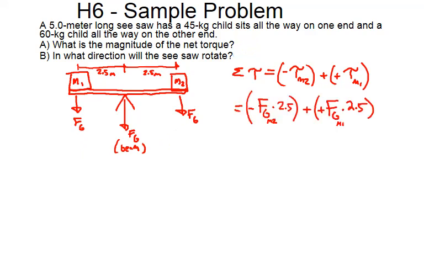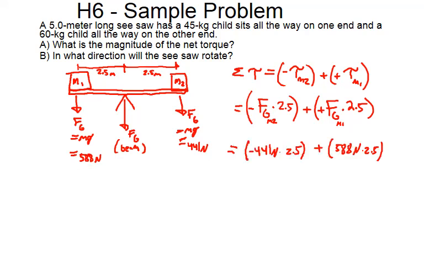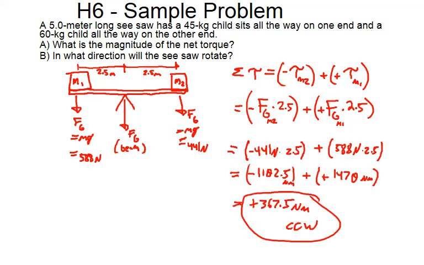Okay, so we've got our two lengths. The force of gravity on kid 2 over here is 441, and then 588 for kid 1. When we add those up, we get a positive 367.5 newton meters, a counterclockwise torque because it's positive. So the seesaw is going to go around like this, which makes sense because the person on the left-hand side has more mass than the person on the right, and will cause a counterclockwise torque.